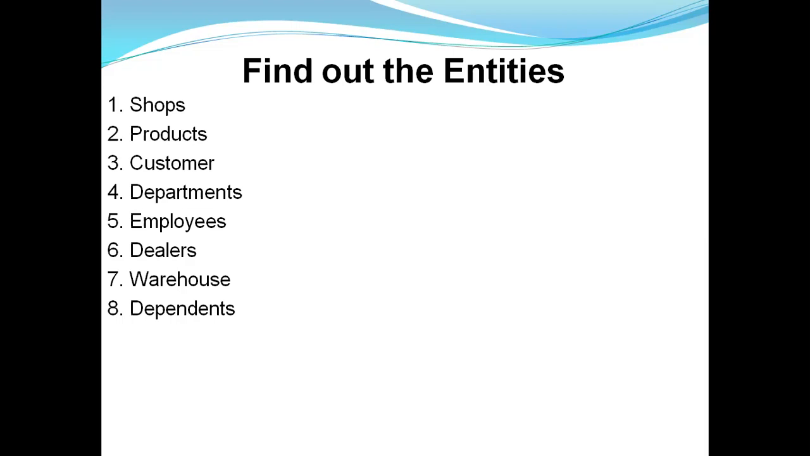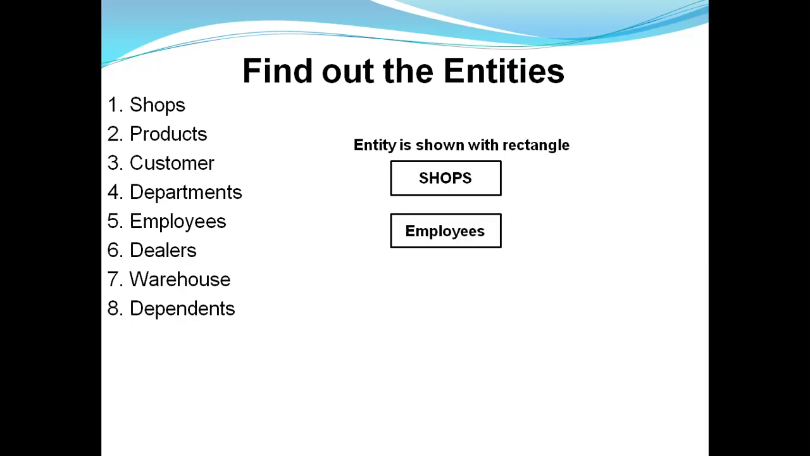Now once we find an entity, we have to follow the ER model. So in the ER model, entity is shown with the help of a rectangle. For example, shop, employees, dependents, all these are nothing but entities. Now in the entities also, we have two different types of entities. One is called independent entity, called a strong entity, and dependent entity is called a weak entity.